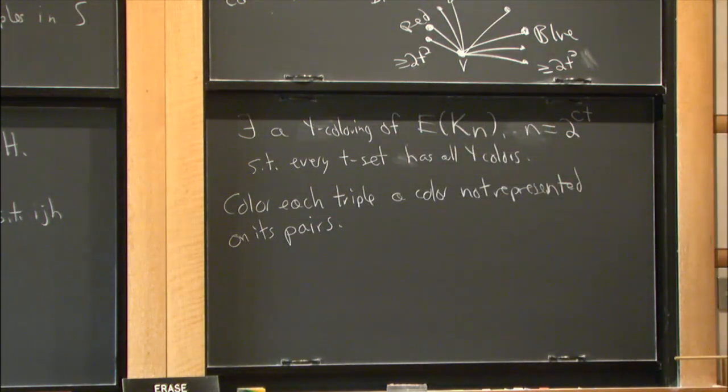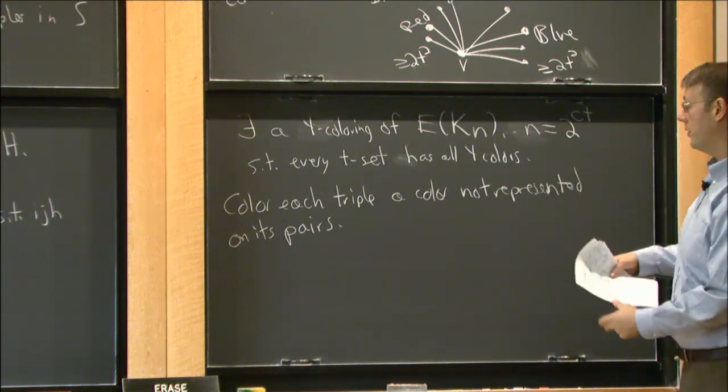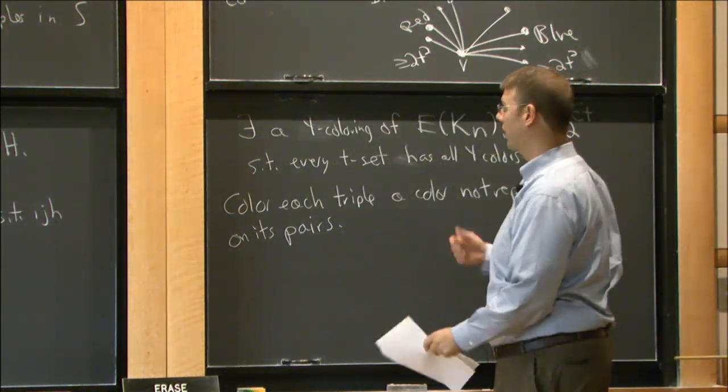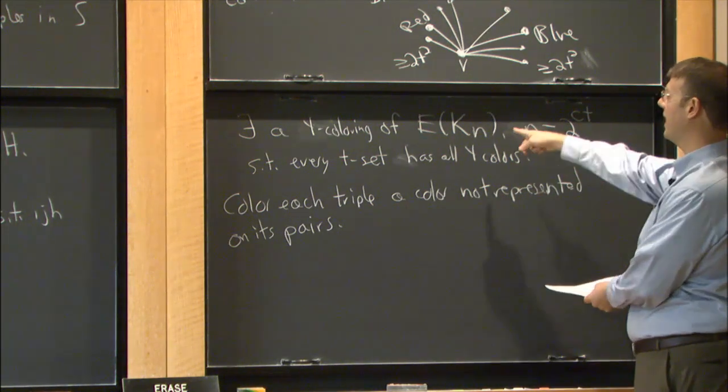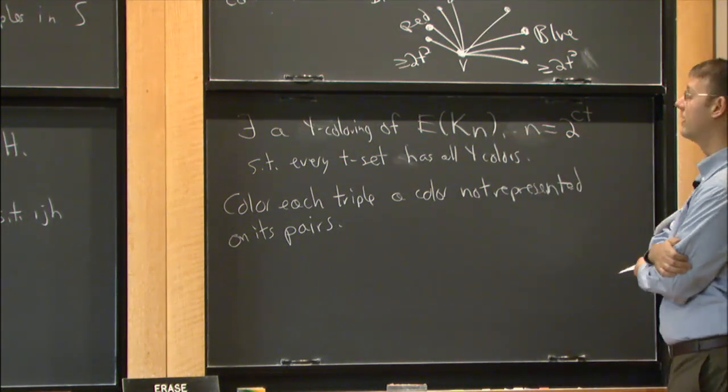So if you have the colors 1, 2, 3, 4, and you have a triple and its pairs are 1, 2, 3, you would color it 4. Or if it was 1, 1, 2, you have a choice of 3 or 4 to use. So you always have a choice of what to color a triple, so you have a coloring of all of the triples of this n set this way.